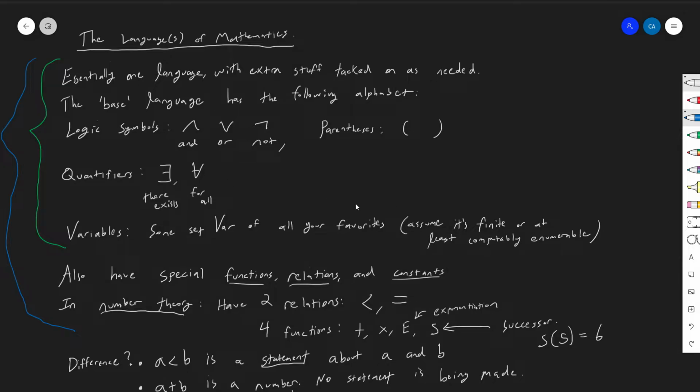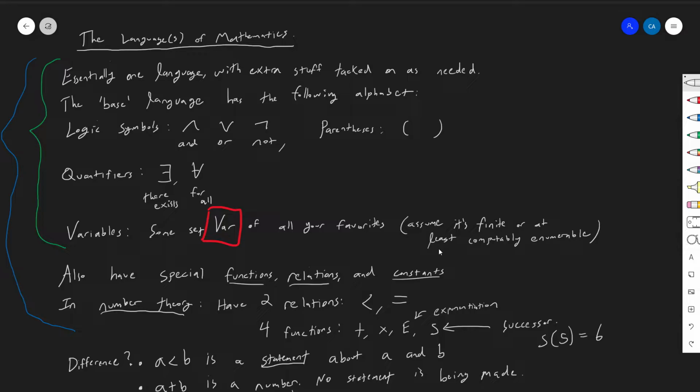That is the alphabet. Oh yeah, and then finally we also have variables. Of course, you can't do math and not have variables. I'm denoting this set Var, and this is like the master set. It's got all your favorites, all the variables that you want. It's got the Greek letters, it's got the English letters, it's got some Hebrew letters if you're going insane. Just all your favorites. Just dump them in a box, call it Var. We're going to assume it's finite. You don't have to. You can even assume it's infinite.